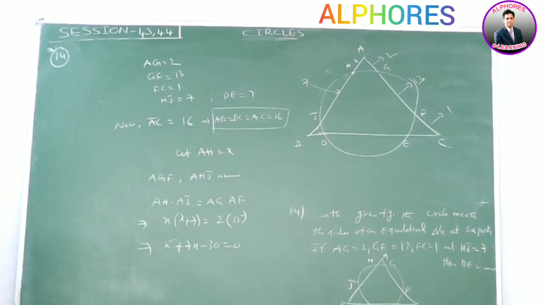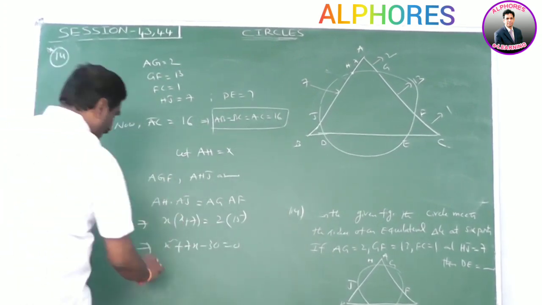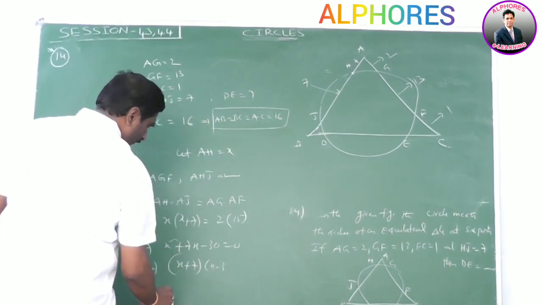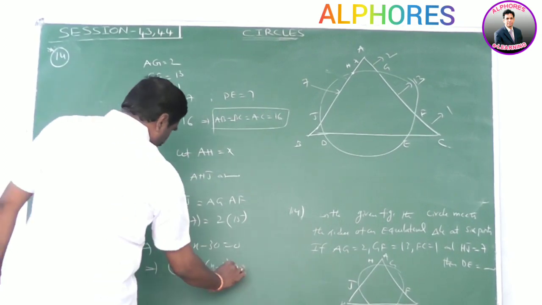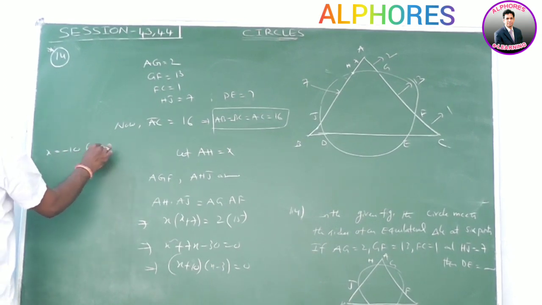Okay, it is a quadratic in x. We get two values of x. x squared plus 7x minus 30 means 10 into 3. That means (x plus 10) into (x minus 3) is equal to 0. That means x is equal to minus 10 or x is equal to 3.